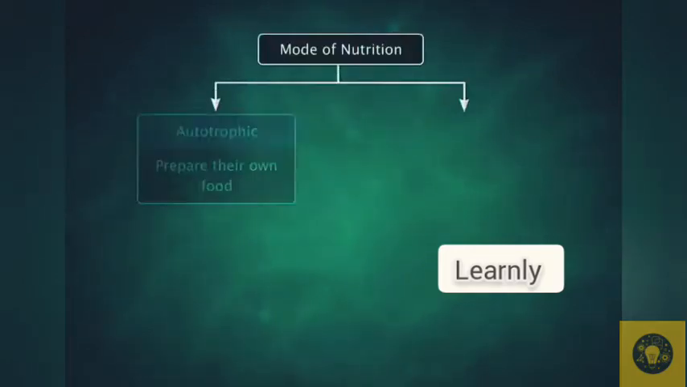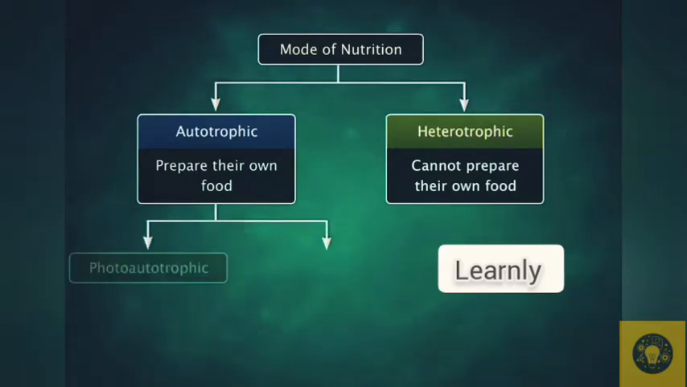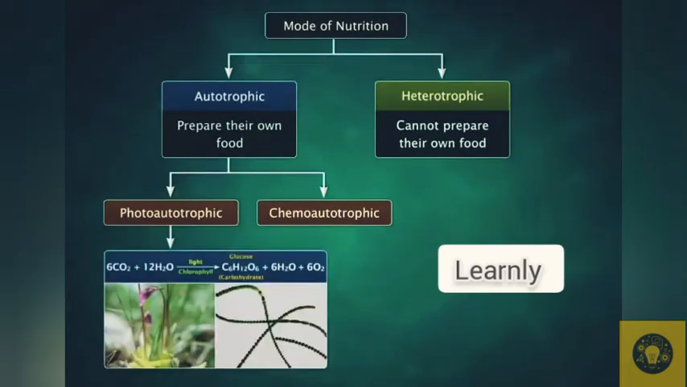Organisms are classified as autotrophic and heterotrophic depending on their mode of nutrition. Autotrophs that prepare their own food are either photoautotrophic or chemoautotrophic. Photoautotrophic or photosynthetic organisms such as plants and some bacteria produce sugars from carbon dioxide and water in the presence of sunlight.